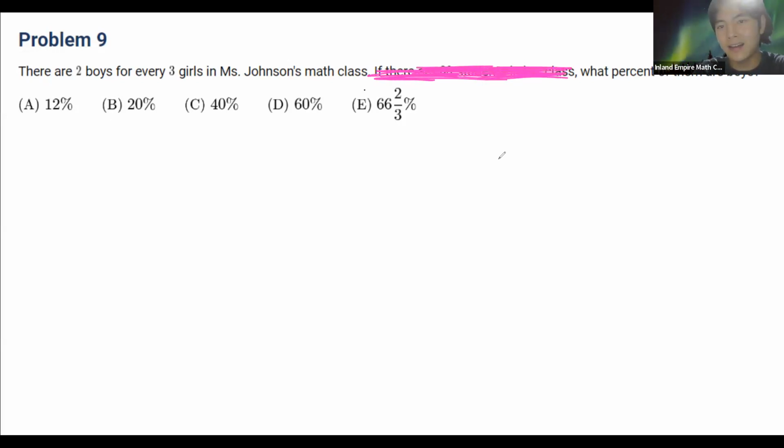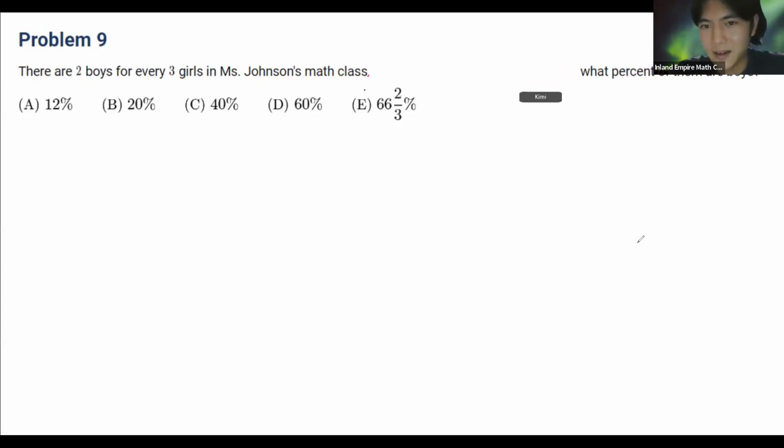Right? Because it doesn't matter how many students are in her class because it's asking for a percentage. And percentages have nothing to do with how many people are in the classroom. It's only a ratio. So if Miss Johnson's math class has 10 people, the percentage would be the same. If it had 9,999 people, it would still be the same. So all you want to do is calculate the percentage of boys in the entire class.